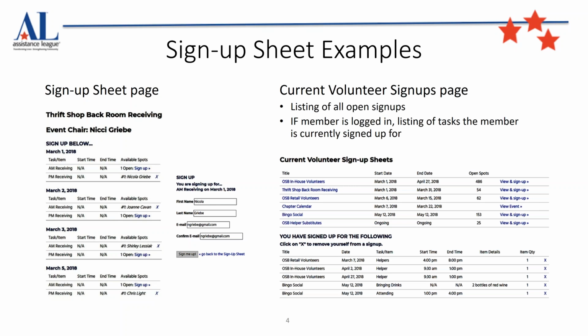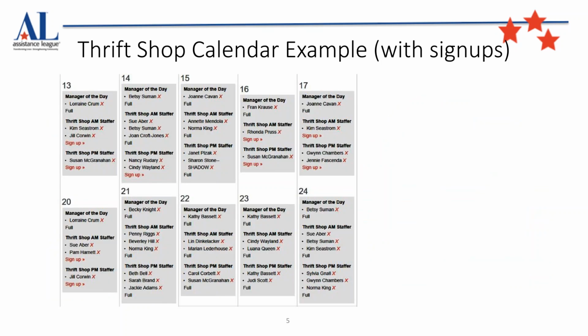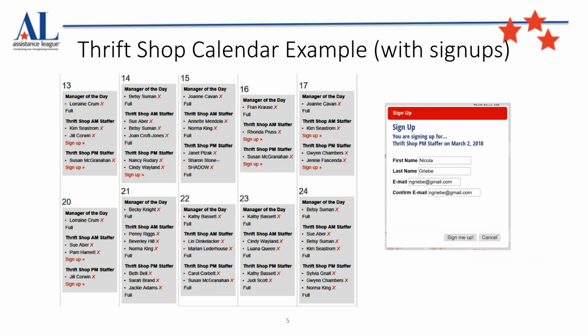You can also display these signups on a calendar. Here is an example of a thrift shop calendar. When someone clicks on the sign up link, it's going to open up a dialog. If I'm logged in, it'll pre-populate the information, and then I can simply click on the Sign Me Up button, and it'll return back to the calendar.